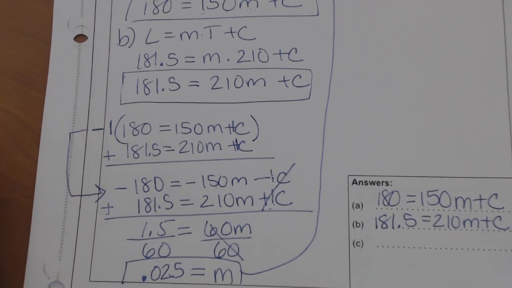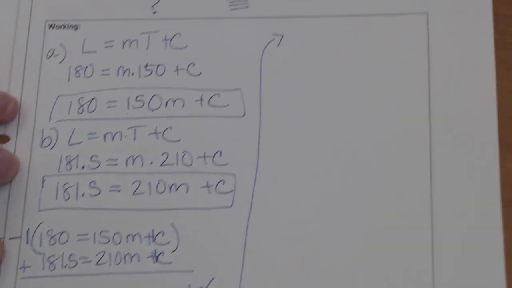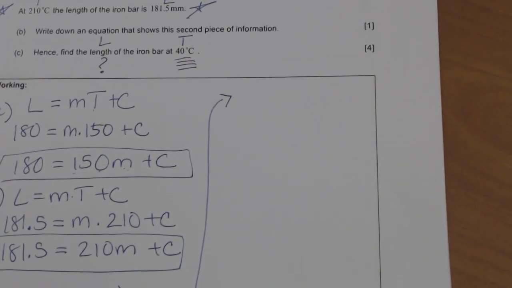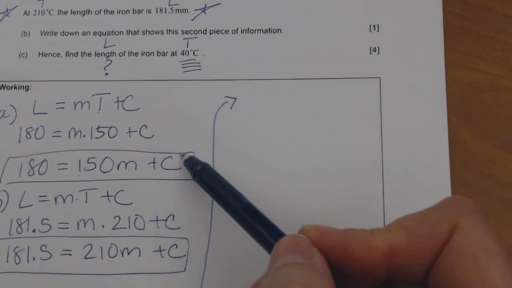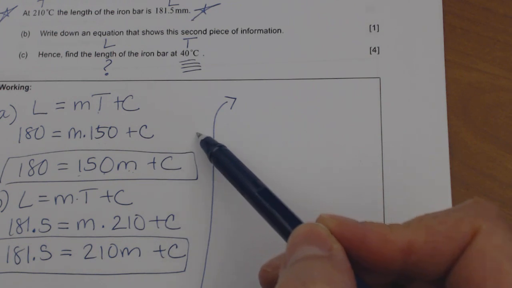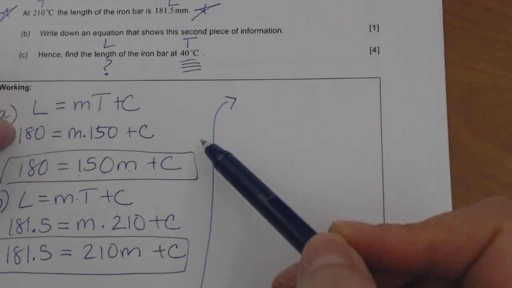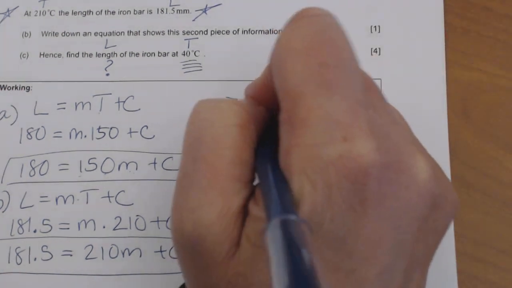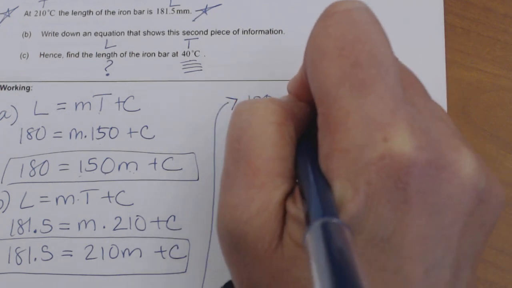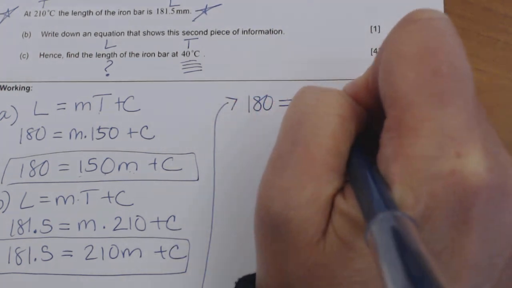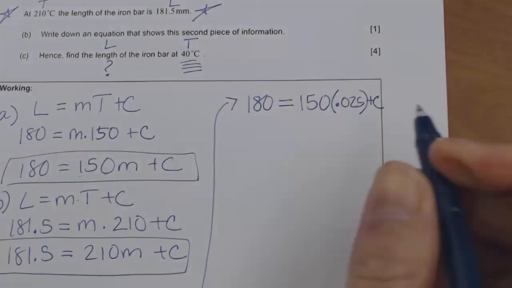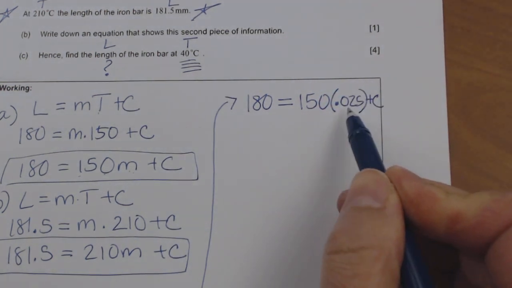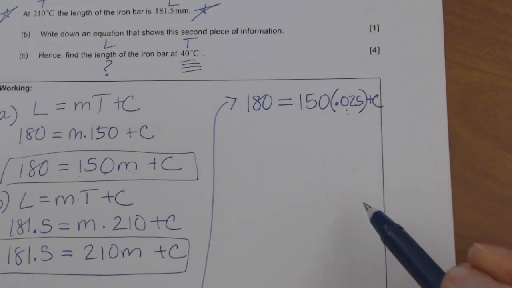All right, so I'm going to take my 0.025, which is my m, and transfer it up here. So what I can do is use one of the two equations. I can choose to use this one or this one. I'm actually going to choose to use this one. I like using the 180 versus a decimal here. So I'm going to take my 180 equals 150 times, and I found what my m was, which is 0.025. So I'm going to substitute that in, plus c.